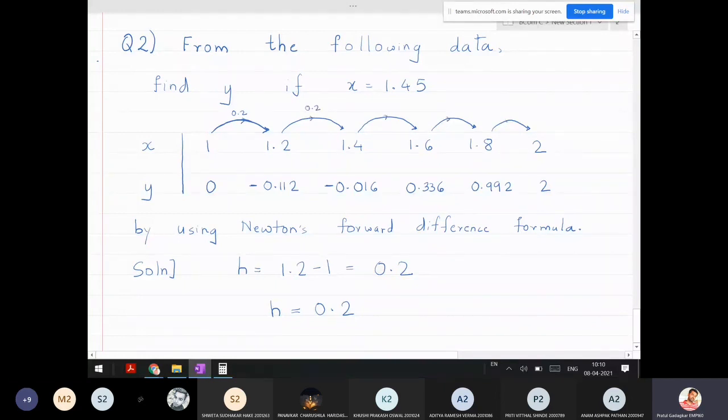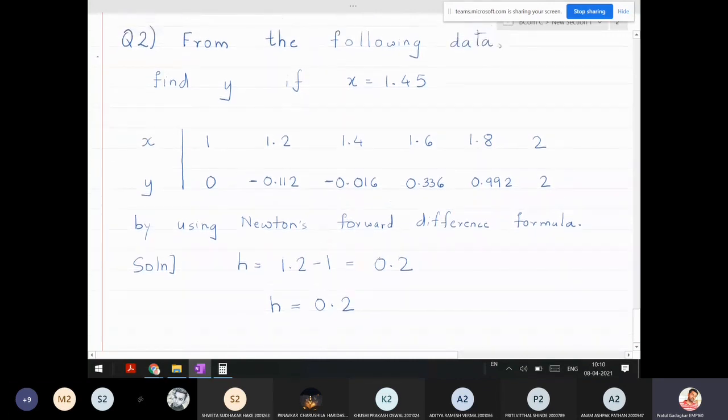So I can use here Newton's forward difference formula. I have told you in the earlier session also that if this difference is different, if this is not increasing at the same rate, then you have to use something called the Lagrange interpolation formula, which will be a part of our next lecture. Okay, now let us prepare the table required for this.